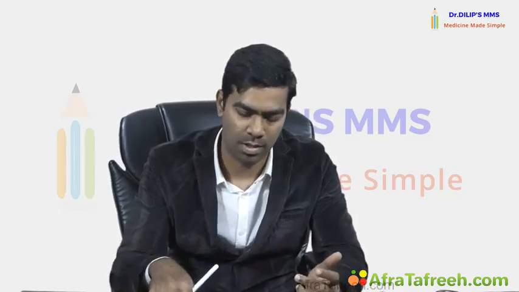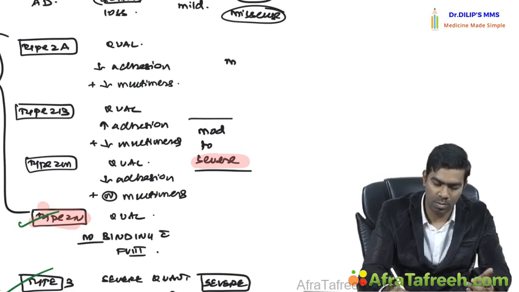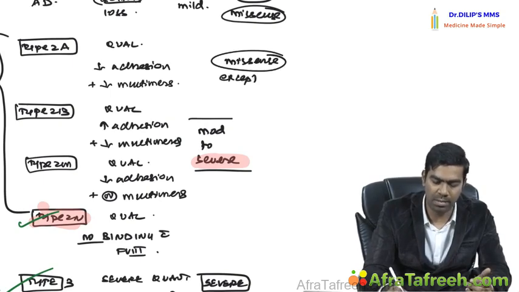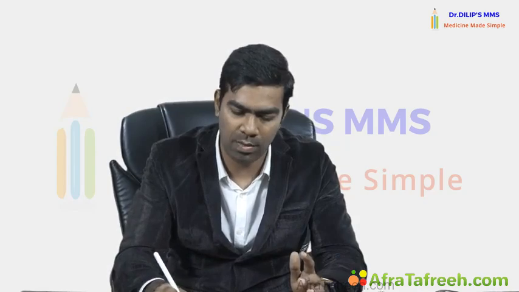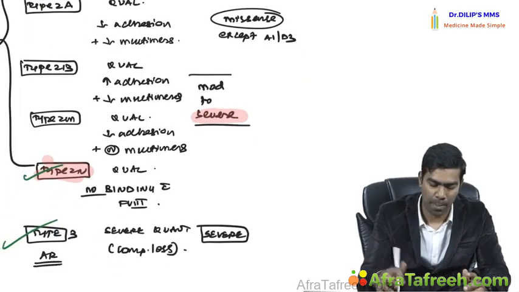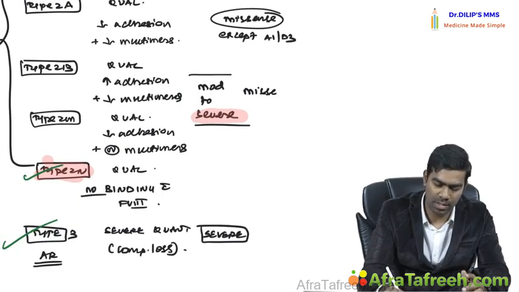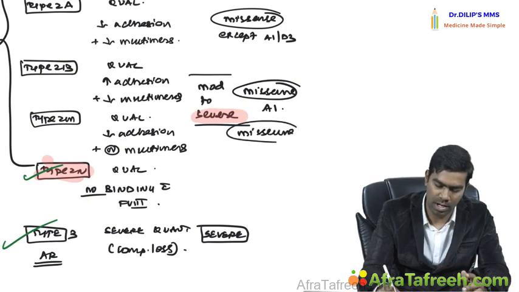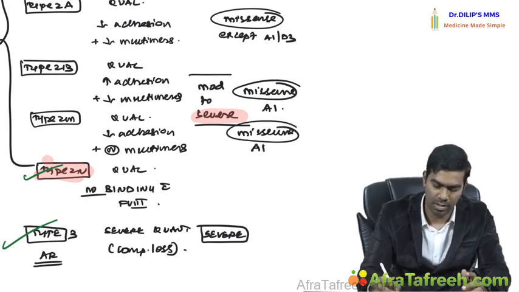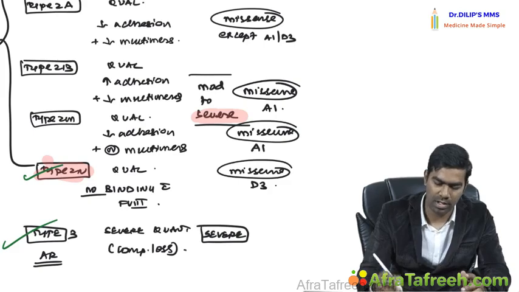That's the problem. Type 2A is due to missense mutations, and any missense mutation anywhere in the Willebrand factor chain may result in type 2A disease, but the exception being the A1 and D3 domains. Remember, type 2B is a missense mutation typically in the A1 domain. Type 2M is again a missense mutation, typically in the A1 domain. And type 2N is again a missense mutation, but here it happens in the D3 domain.